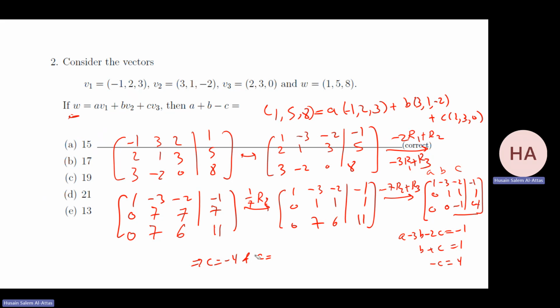And B equals 1 minus C, which is 5. Okay. And plug it here. And A will be equal to 3B plus 2C minus 1. 3B, that is 15. Minus 8 minus 1, that will be 6. So A equals 6, B equals 5, C equals minus 4. So the answer is 15.